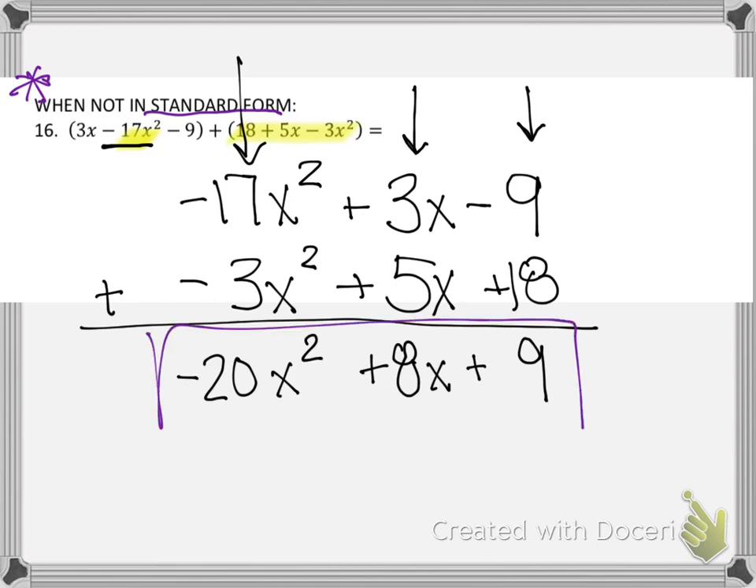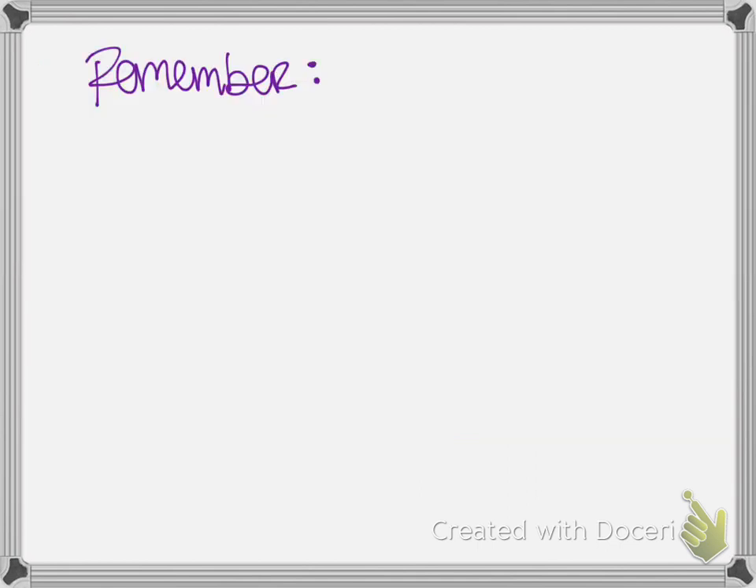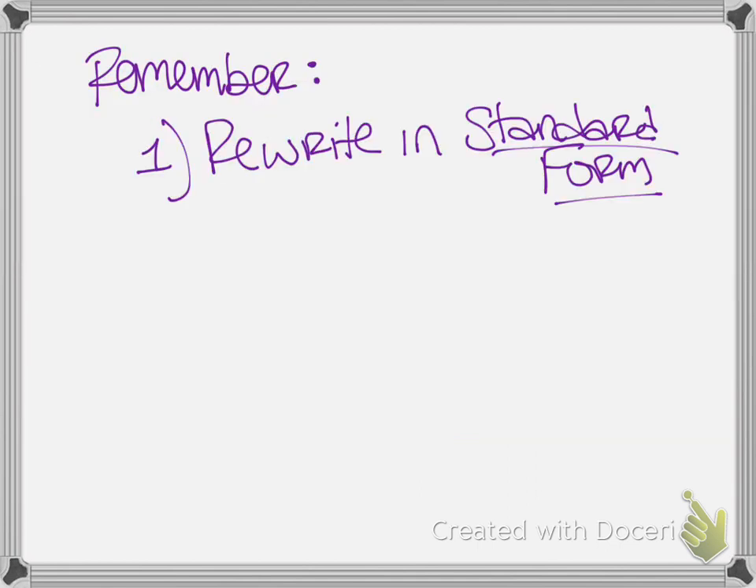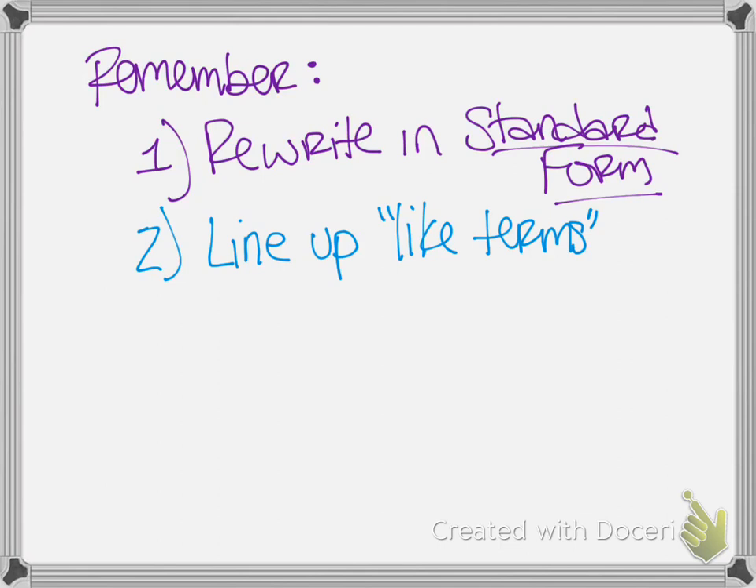So those are all of our examples for today. Try your best and do the activity for today. Remember that we always rewrite our polynomials in standard form. And second, we're going to line up our like terms. So that means that the x's go on top of the x's, the x squareds go on top of the x squared, so on and so forth. You have to make sure you have those like terms.